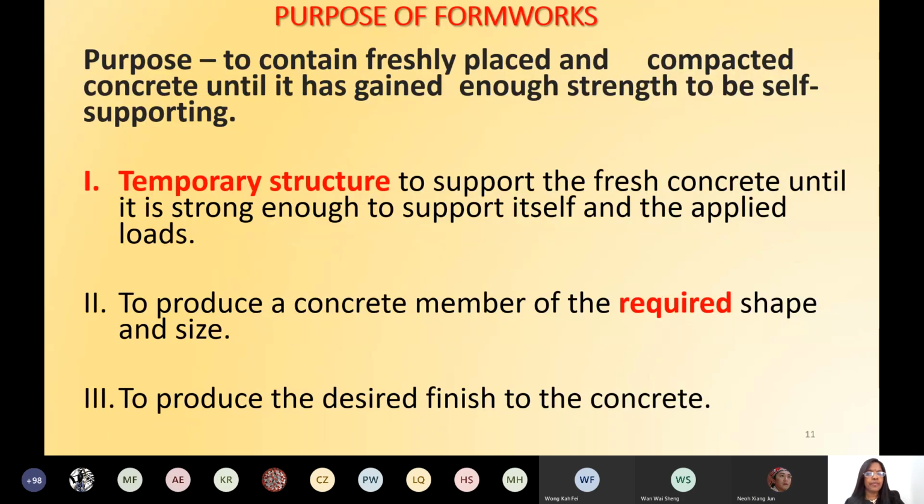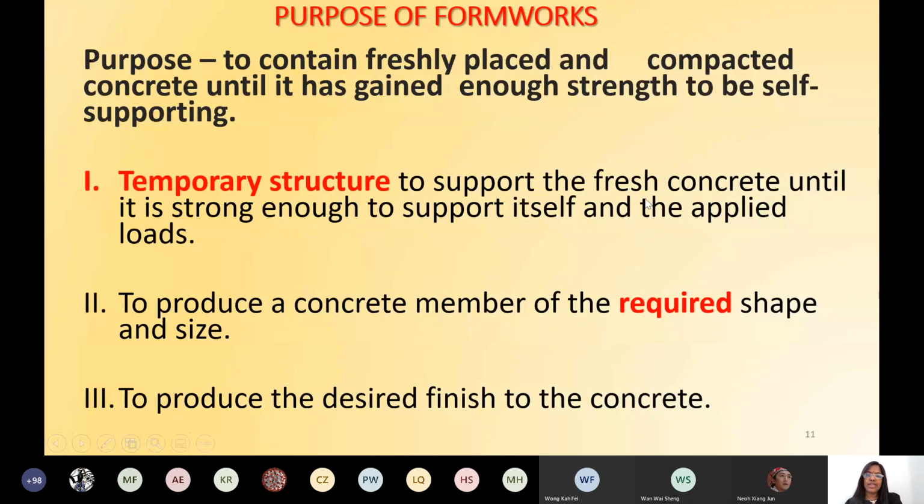Purpose of formwork. Okay, let's understand what is the purpose of formwork. Use of formwork: to contain freshly placed and compacted concrete until it has gained enough strength to be self-supporting. It's like boiling, what is that? You make idli in India, and you make what? I've forgotten your food, Chinese food. Just boil it and steam it and take it out, something like that. So you need to wait until it is settled. So you pour the concrete inside the mold and get it done. After setting, you can strip it out.